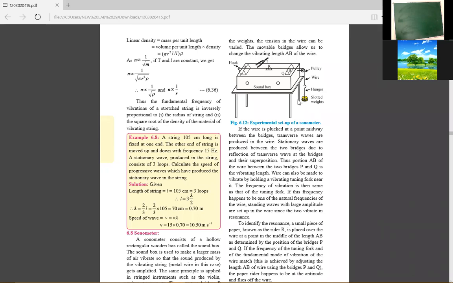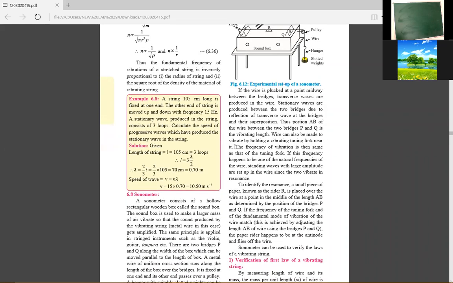अगर हम weight slot में weight increase करते जाएंगे, so what will happen? The tension in this string will continuously increase. So we have the length of this string, we have tension, and if you want to change the mass per unit length, then you have to use a different material string.